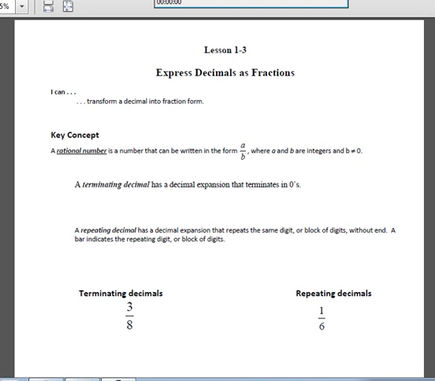Welcome to the video notes for lesson 1-3, which begins on page 15 of your notes packet. This lesson is expressing decimals as fractions. I know we have already seen and talked about this a little bit in this unit, but today's lesson is going to deal with something a little more complicated than simply turning regular decimals into fractions, and we'll talk about that in just a minute. So that is the learning target: transforming a decimal into fraction form.